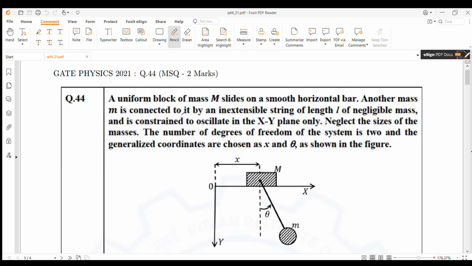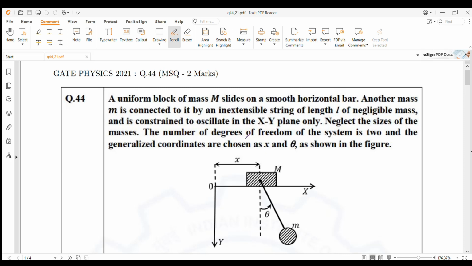A uniform block of mass capital M slides on a smooth horizontal bar. Another mass small m is connected to it by an inextensible string of length L of negligible mass and is constrained to oscillate in the xy plane only. Neglect the sizes of the masses.